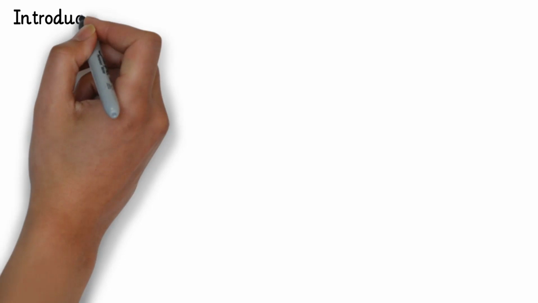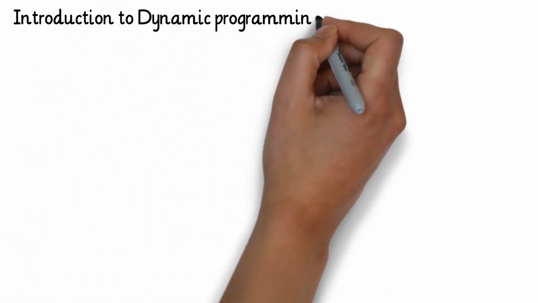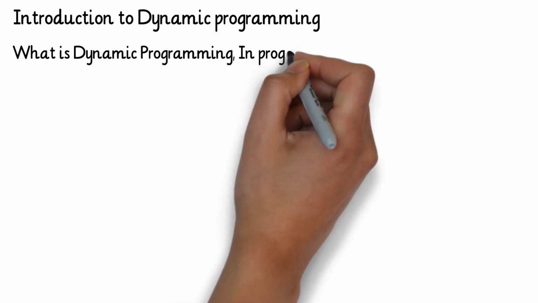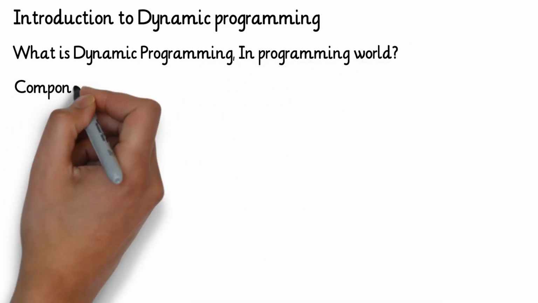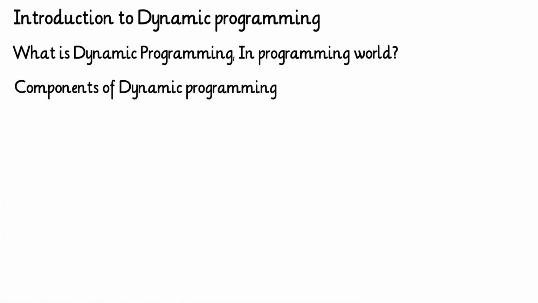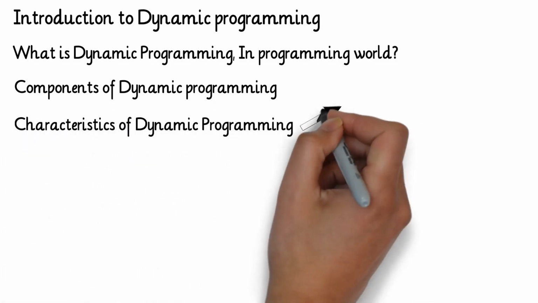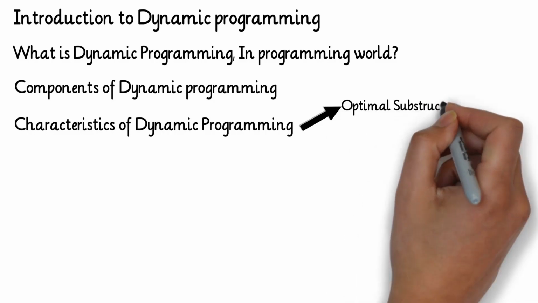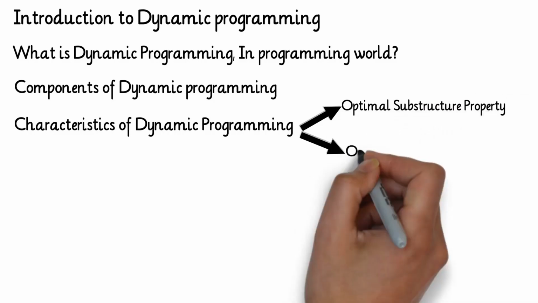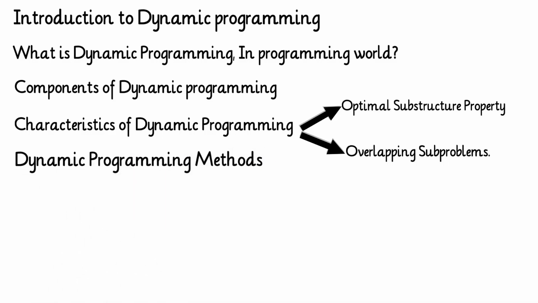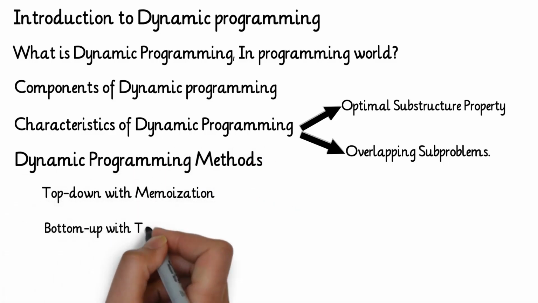In this tutorial, I am going to cover Introduction to Dynamic Programming. What is dynamic programming in programming world? Components of dynamic programming. Characteristics of dynamic programming, which includes optimal substructure property and overlapping subproblems. Dynamic programming methods, top-down with memoization and bottom-up with tabulation.